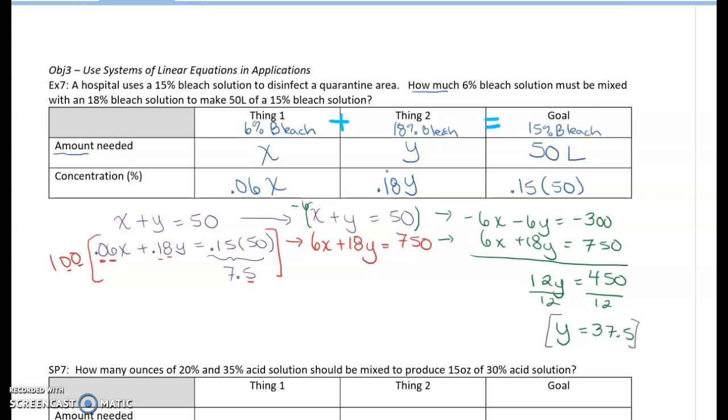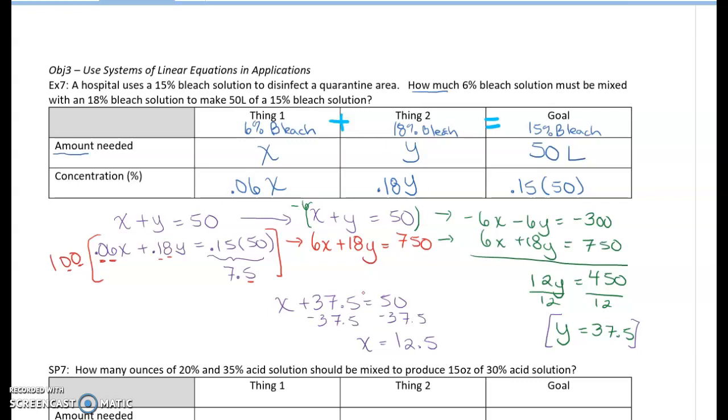And then you're going to plug that back into either one of these equations. Either the originals, the ones you multiplied, these over here, it doesn't matter. I'm going to go with the simplest one, which is x plus y equals 50. So x plus 37.5 equals 50. And then if I just subtract the 37.5, that means x equals 12.5.